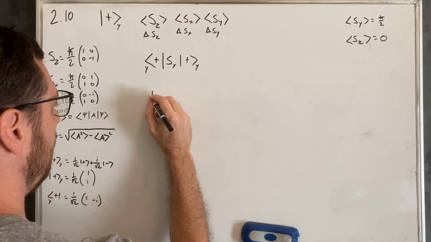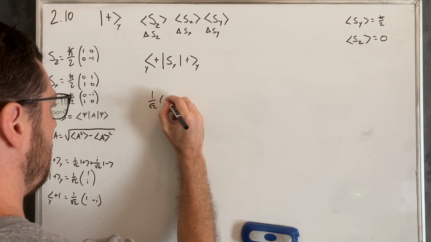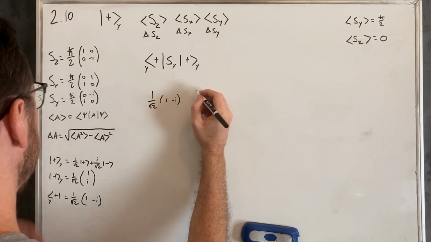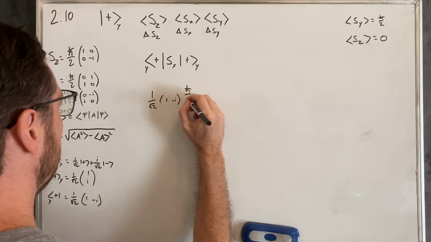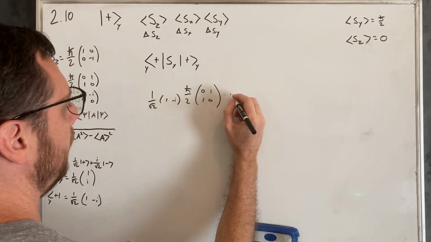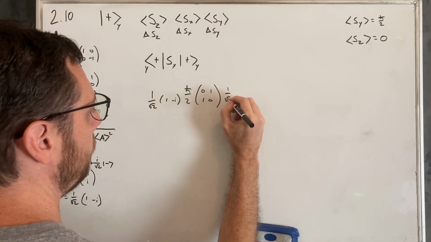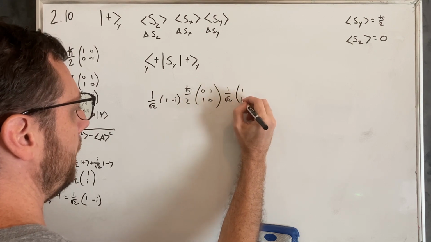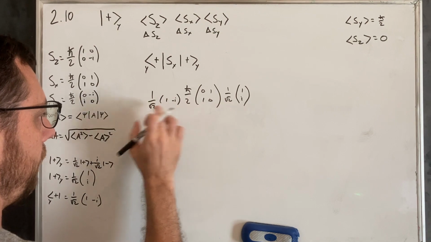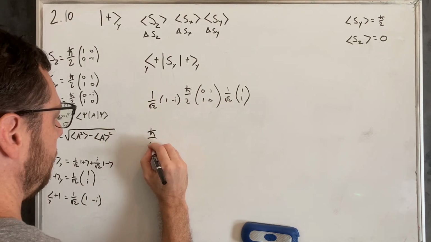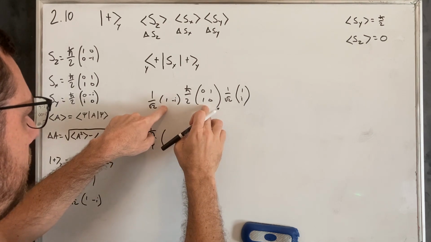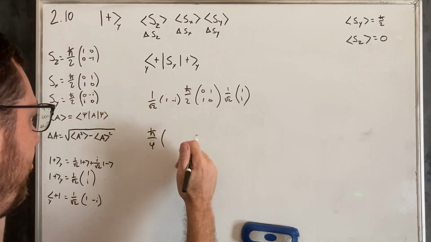So we have 1 over root 2, 1, and negative i. We have our Sx operator, h bar over 2, 0, 1, 1, 0, and 1 over root 2, 1, positive i for our ket. All right, so pull all these three out, and again, we're going to get h bar over 4. All right, so we have 0 plus negative i, looks like negative i.